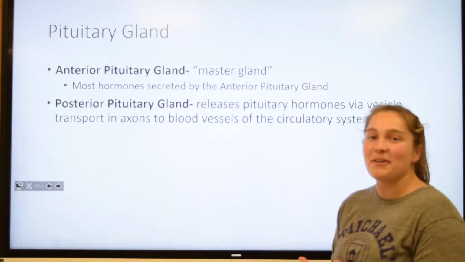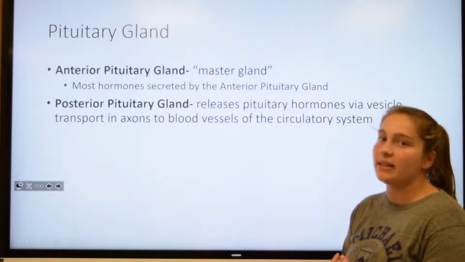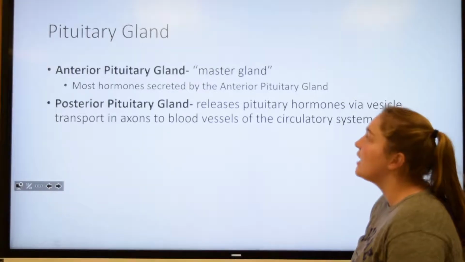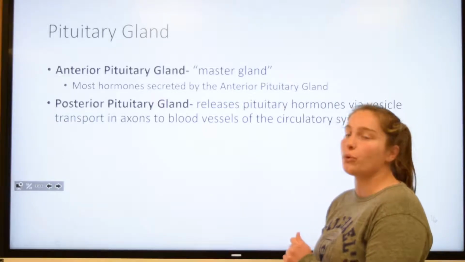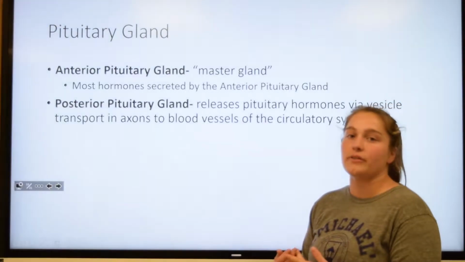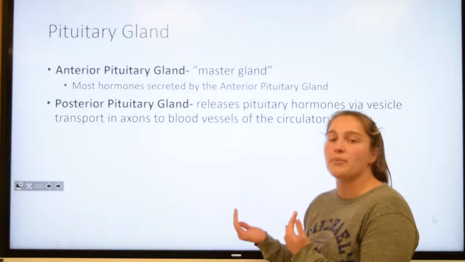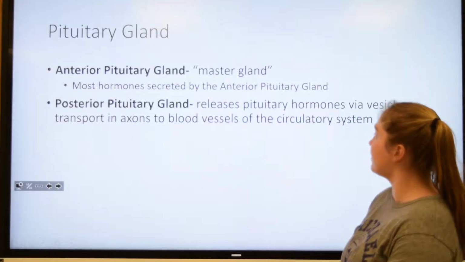And right below the hypothalamus is the pituitary gland. There are 2 lobes of the pituitary gland, the anterior and the posterior. The anterior pituitary gland is a master gland, so it secretes hormones. And then the posterior pituitary gland is part of the central nervous system because projections from the hypothalamus reach into the posterior pituitary gland.